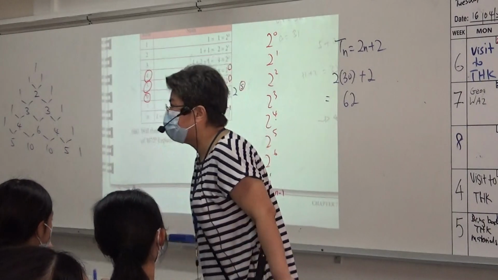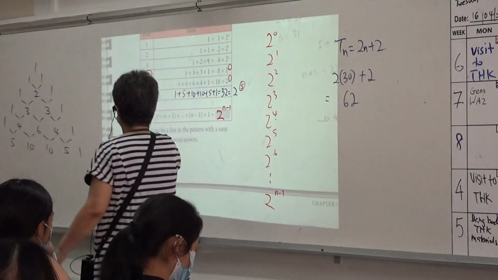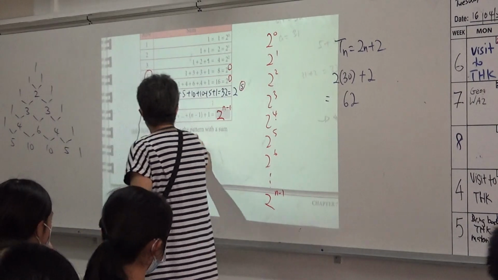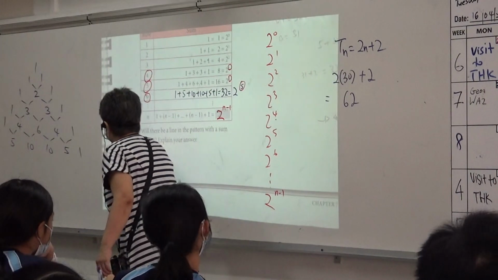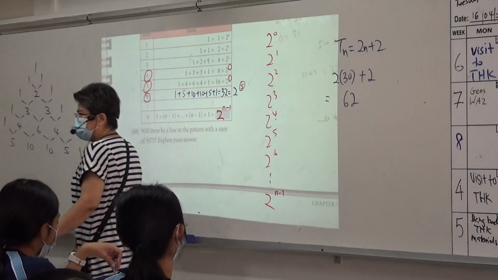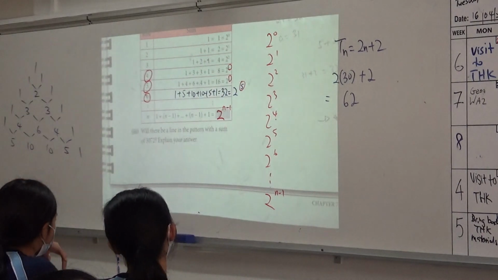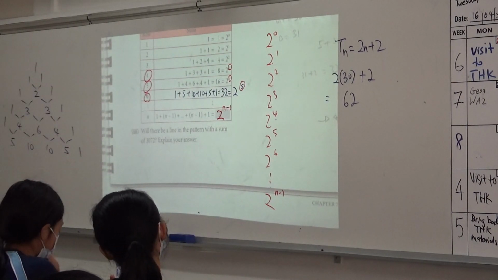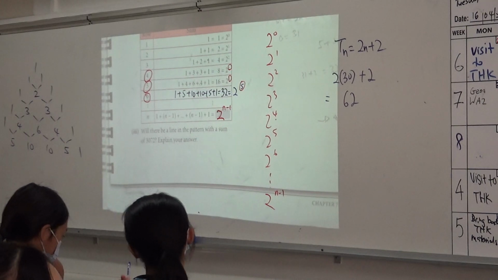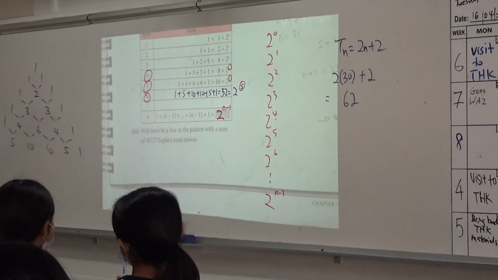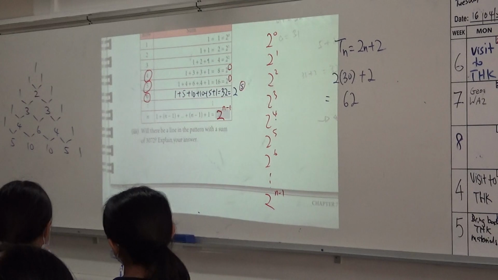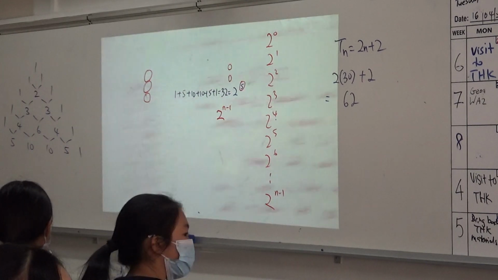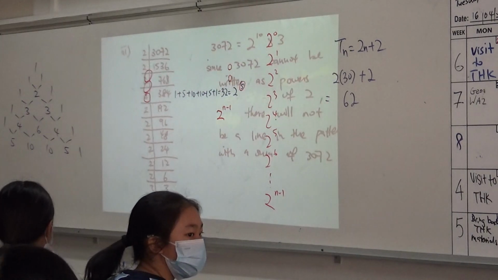The sums must be strictly powers of 2, right? Now look at the last question. Will there be a line in the pattern with a sum of 3072? Explain your answer. Okay. Now I'm going to show you what we learned in chapter 1. All of you listen to me, please. Because I can just infuse 2 chapters into 1 and see if you understand. Okay, now I want you to look at my answer here.